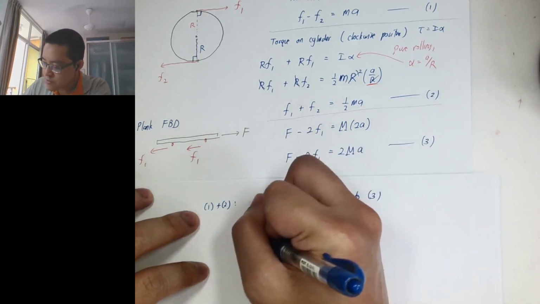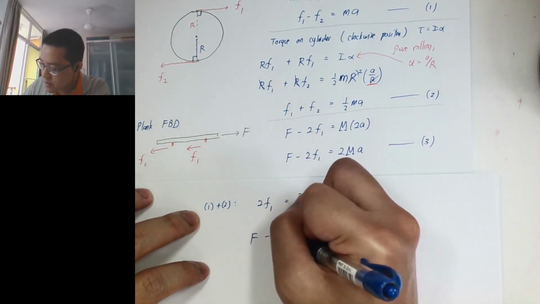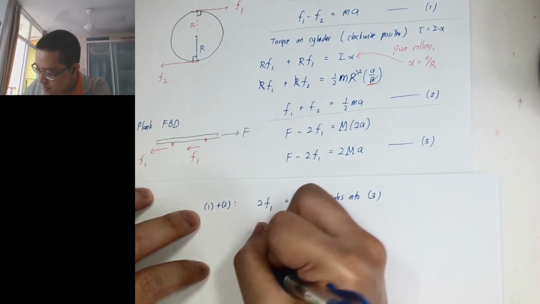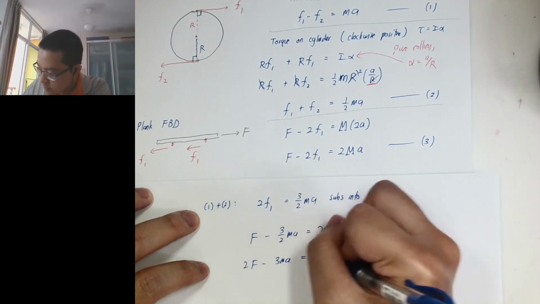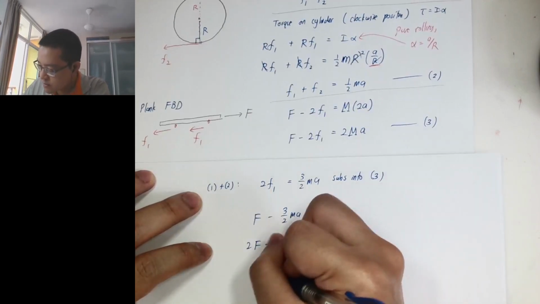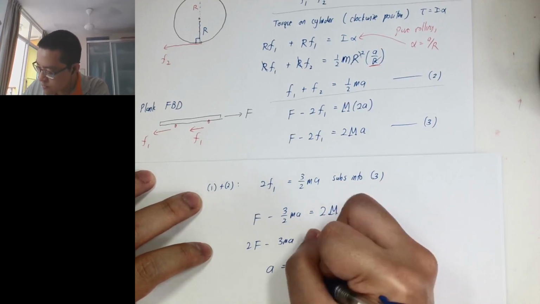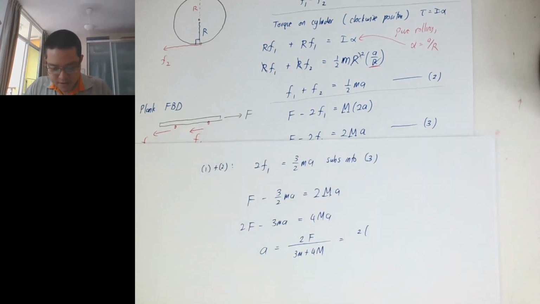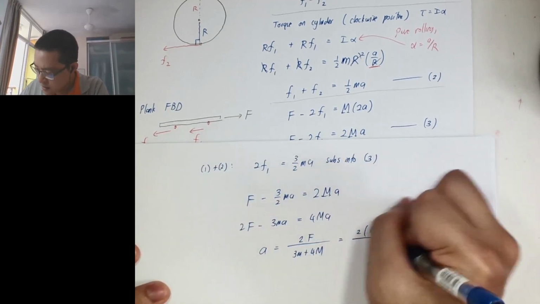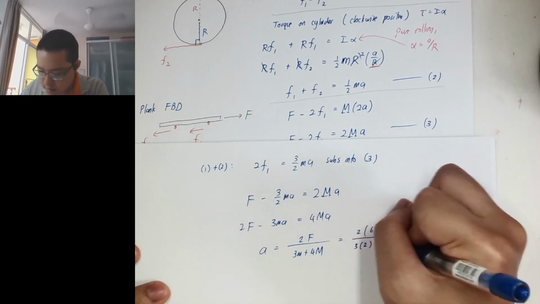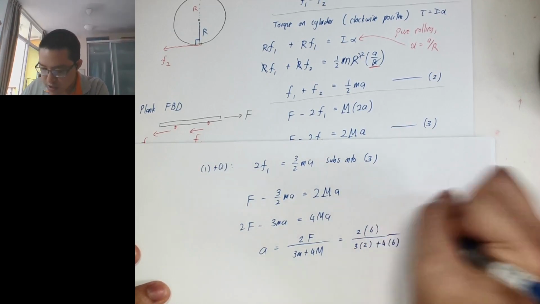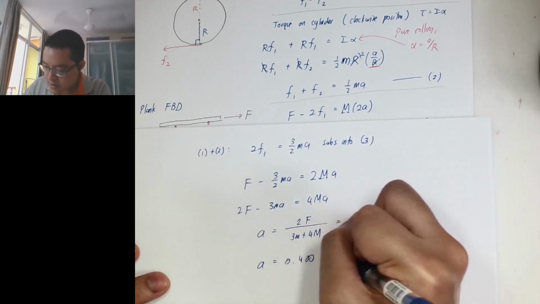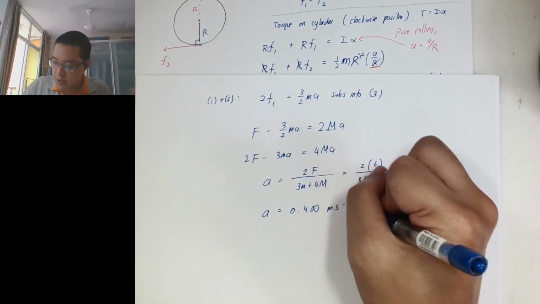So if I substitute into 3, I get 3 over 2 MA. This is 2, big M times A. So if I times 2 to everybody, 2F minus 3 MA is equals to 4 big MA. So I got my A is equals to 2F over 3m plus 4M. So if you put in the numbers, the force is 6 newtons, the small mass is 2, the big mass is 6 kg. If you calculate everything, you will get 0.400 meters per second squared. So this is the same answer that we got last time.